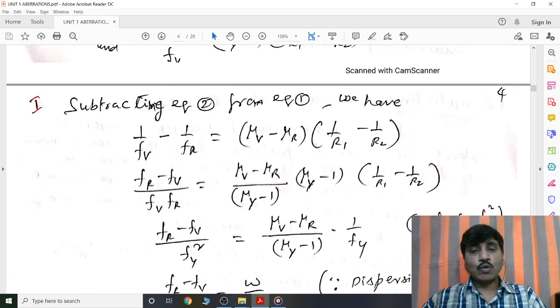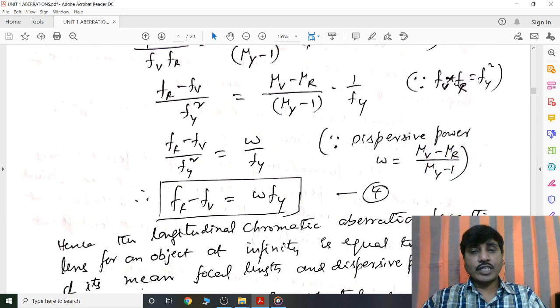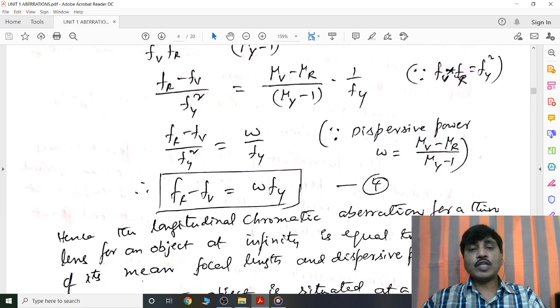Subtracting equation 2 from equation 1, we have 1 by fv minus 1 by fr is equal to (mu v minus mu r) into (1 by r1 minus 1 by r2), or (fr minus fv) by (fv into fr) is equal to, on LCM, (mu v minus mu r) by (mu y minus 1) into (mu y minus 1) into (1 by r1 minus 1 by r2). That is, (fr minus fv) by fy square is equal to (mu v minus mu r) by (mu y minus 1) into 1 by fy. Here fv into fr is equal to fy square nearly.